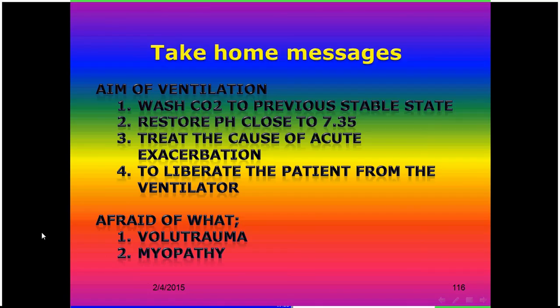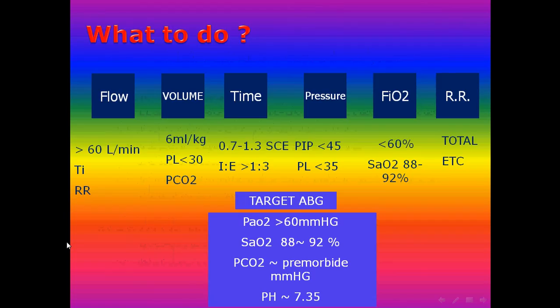So, take home message. The aim of the ventilation is to wash out carbon dioxide to the previous state, restore pH close to 7.35, treat the cause of acute exacerbation, and liberate the patient from the ventilator early. Afraid of what? You are afraid of volume trauma and myopathy. What to do? You have to adjust the flow, the volume, the time, the pressure, the FiO2 and respiratory rate. This is my target. I think this is too much.